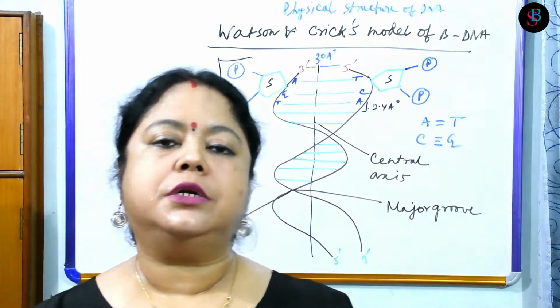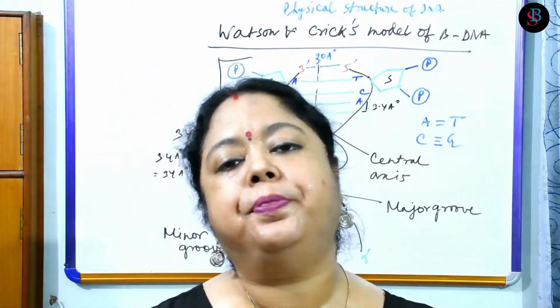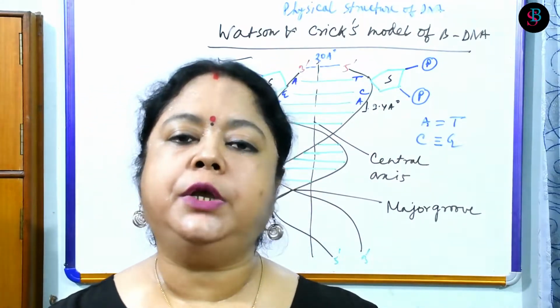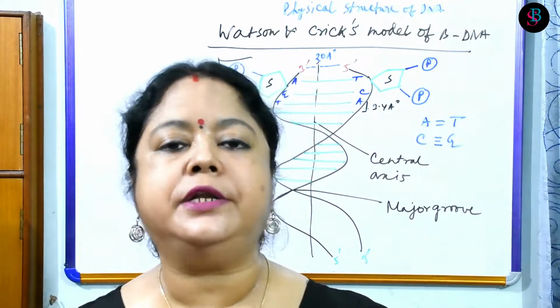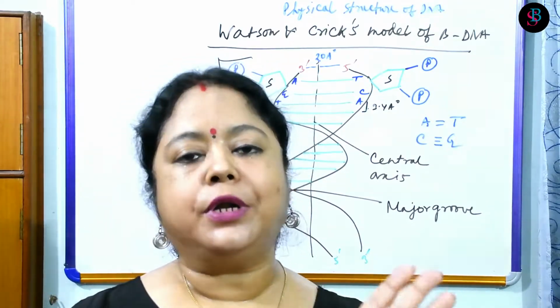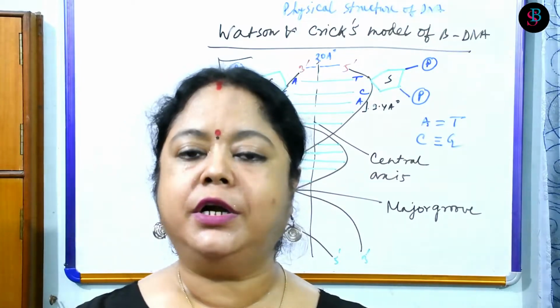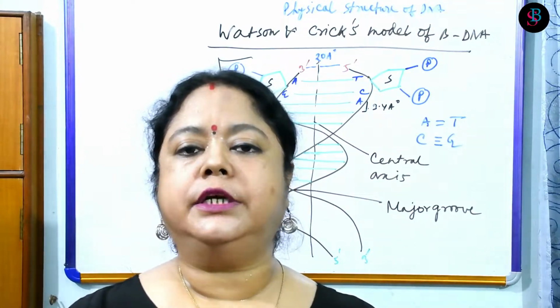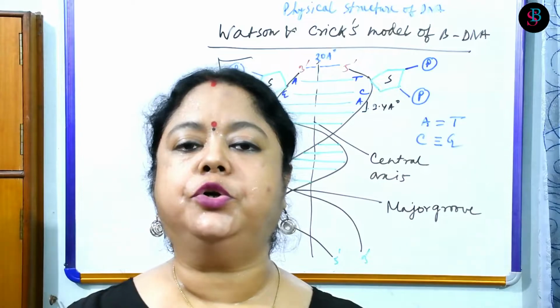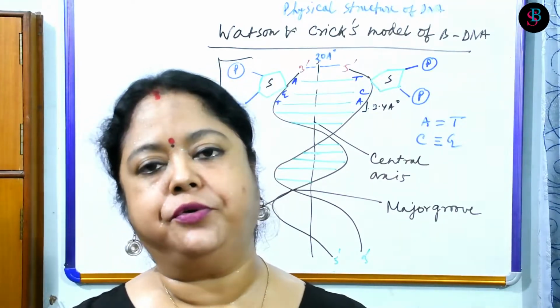Next point, in one turn of DNA, there are 10 base pairs. So 3.4 angstrom into 10 is 34 angstrom. So the total length of one turn is 34 angstrom. In a single turn, there is one major groove and one minor groove.